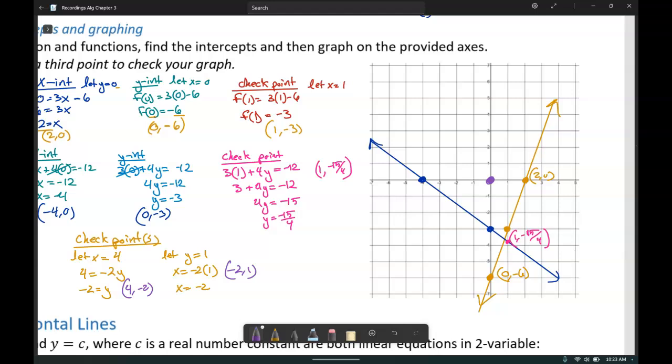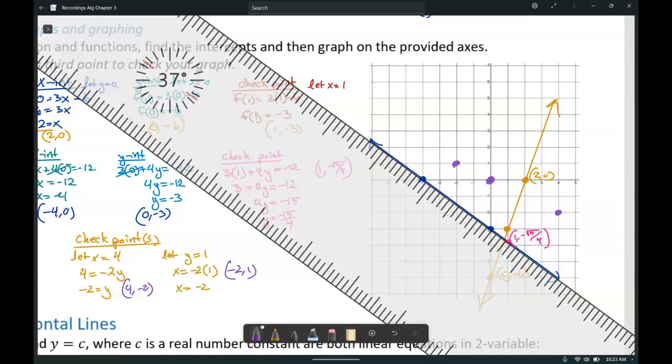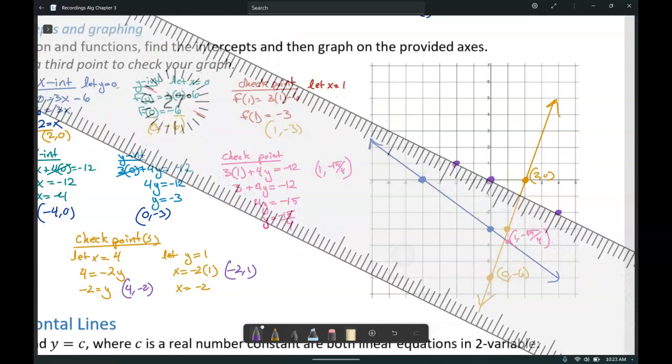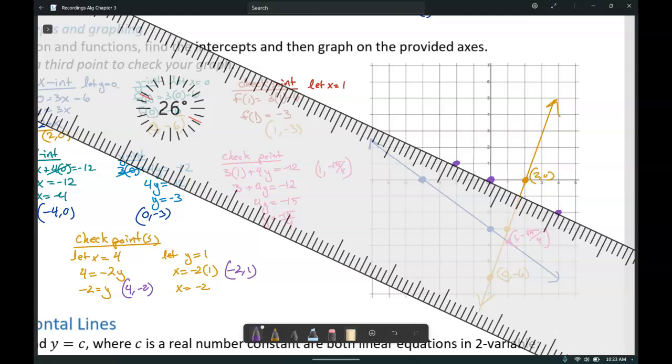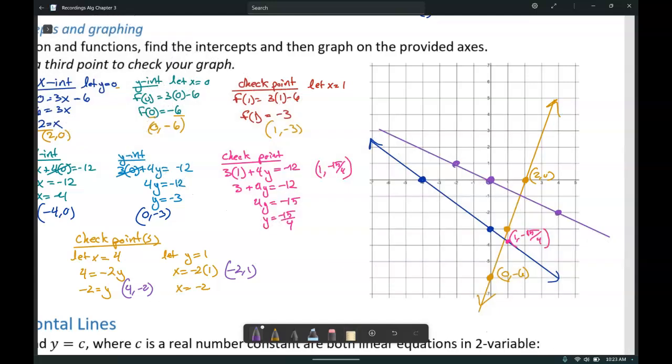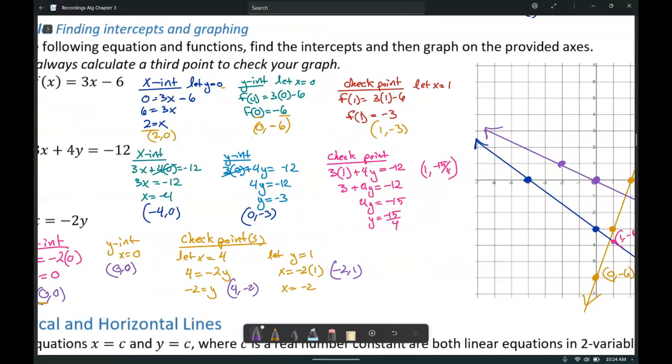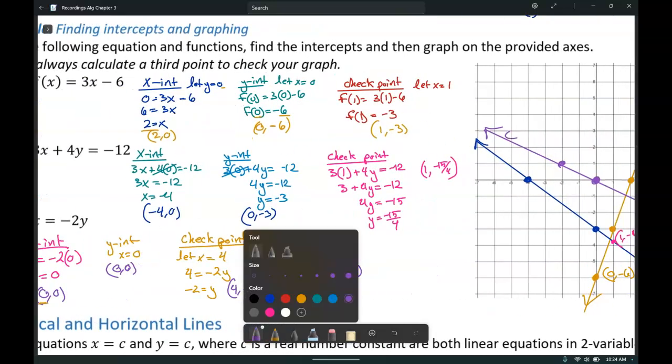And we can plot these. So we have the point 4, negative 2. And then we also have the point negative 2, 1. And when we go ahead and line those up, we see, yep, they do line up. We are good. There is our last linear equation. So that was line C. And we had line B. And our first one, which was line A.